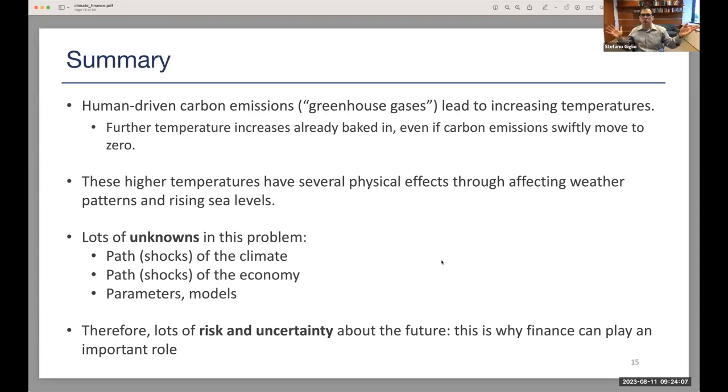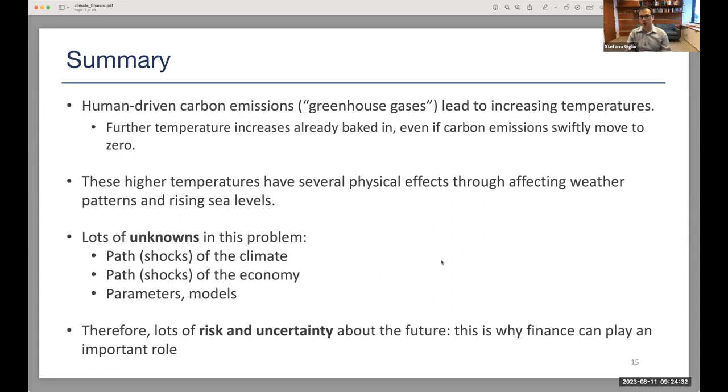We don't know when that point is going to be. We don't know what the critical point is where that's going to happen. We don't know what's going to happen after we cross that point, for example. So there's a lot of the climate that we don't know. Of course, we don't know what happens to the economy, right? We are used to dealing with that. We don't know many of the parameters of these models. We don't even know whether these are the right models. So there's a huge amount of uncertainty, and we are going to deal with that today.